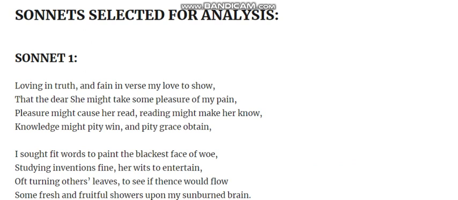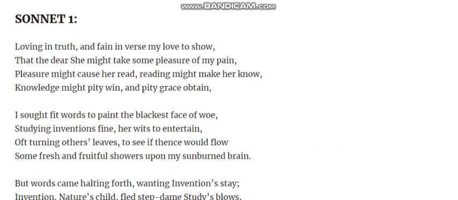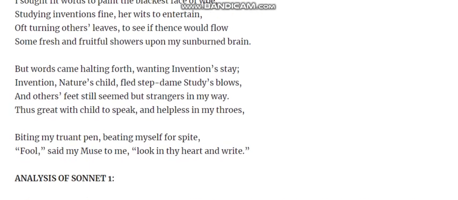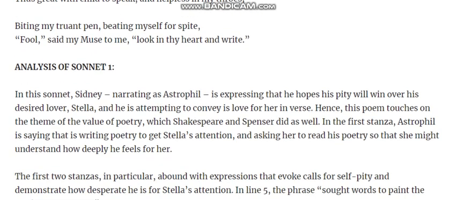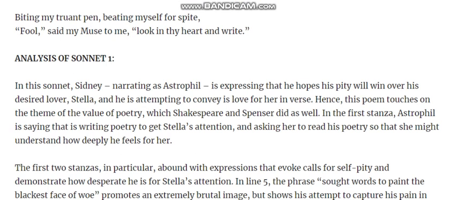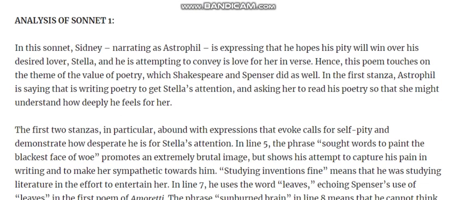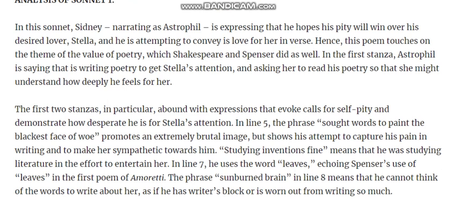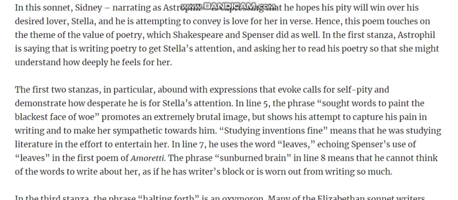This is the sonnet selected for the analysis, mentioned below. You can see the analysis of this sonnet. Sidney is narrating as Astrophil, expressing that he hopes his pity will win over desire for Stella, and he is attempting to convey his love in verse. Hence this poem touches on the theme of poetry, which Shakespeare and Spenser did as well.